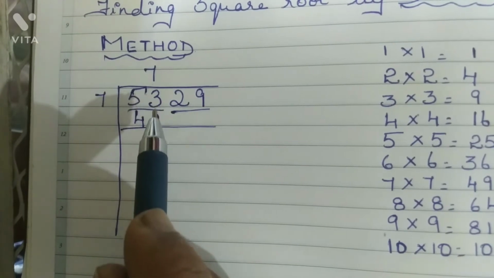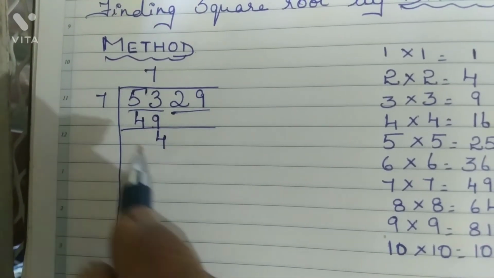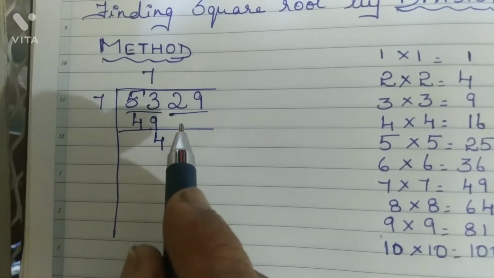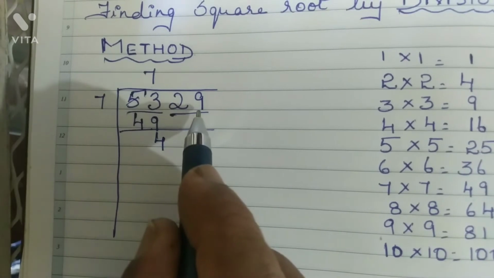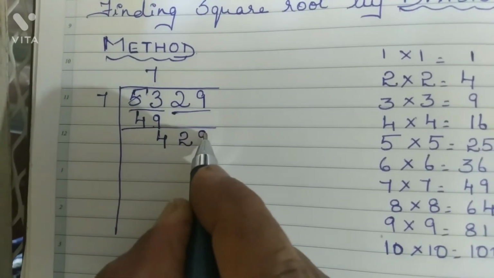So 13 minus 9, that is 4. And then this is here 0. And then the next step is we have to bring the next pair down. So bring 29 down.